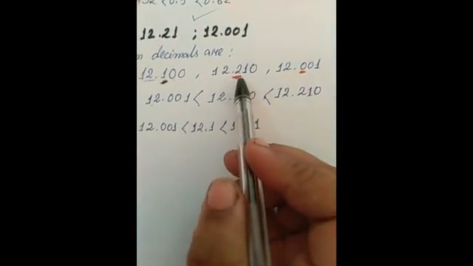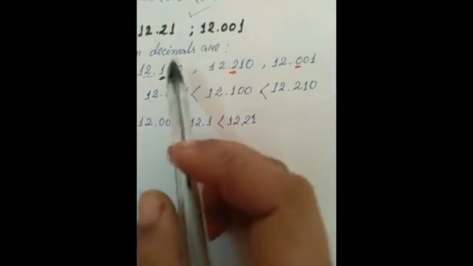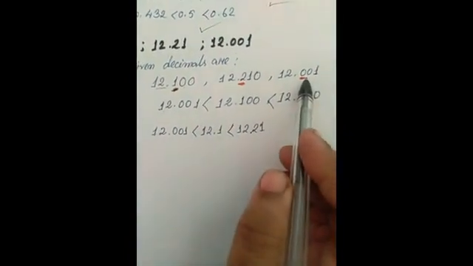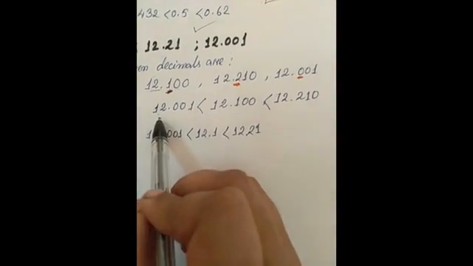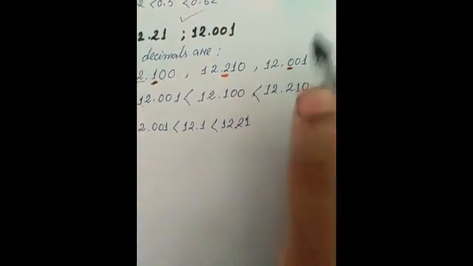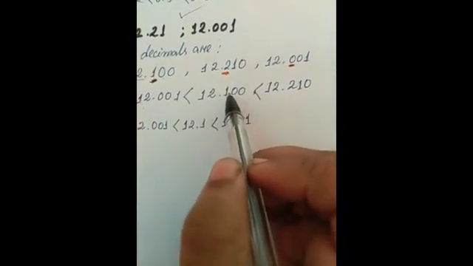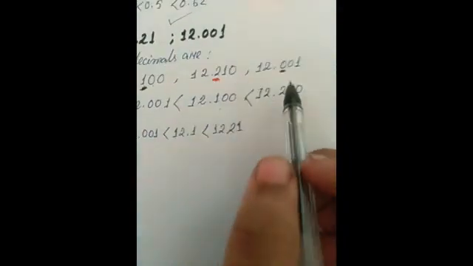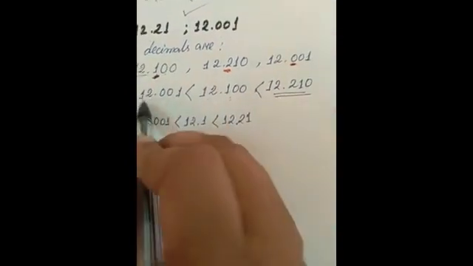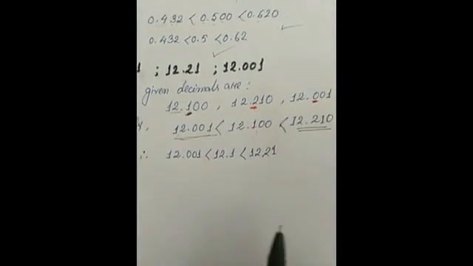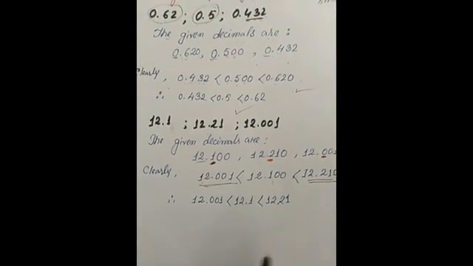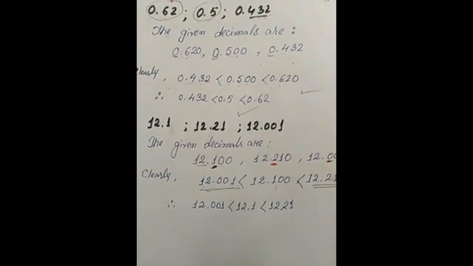So which is the greater number and which is the smaller? As we have to arrange from smallest to greatest, we look for the smaller number, which is the one with 0. So at first we write 12.001, as its tenths place is 0. The next one will be 12.100, and then it is less than 12.210. So this is the greatest number. I hope it's clear to you how we can arrange in ascending order. The rest you can solve by yourself. Thank you.